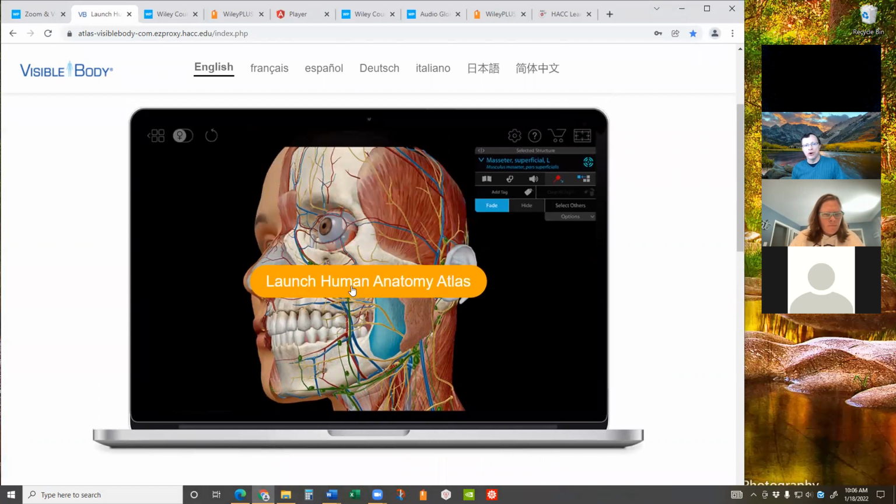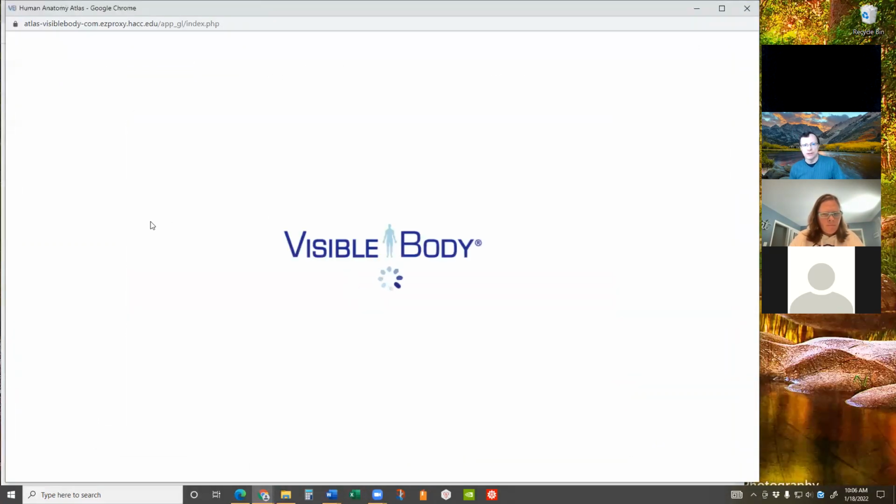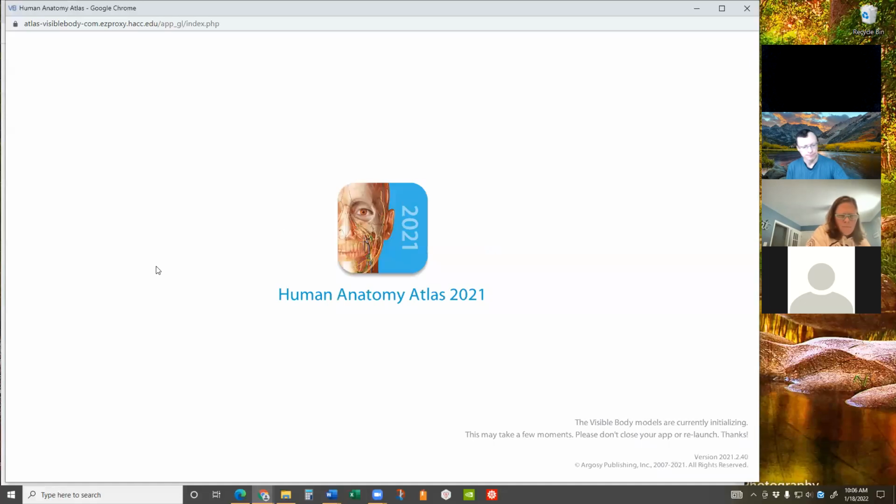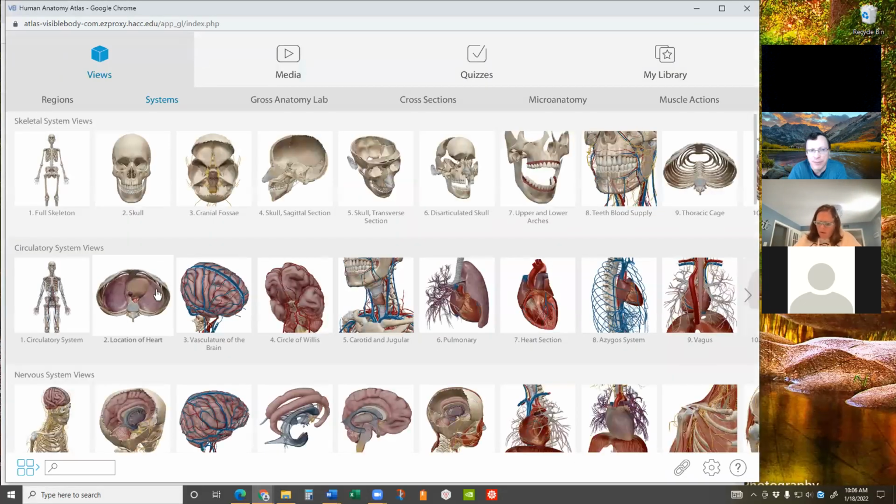So go ahead and launch Human Anatomy Atlas. It might take a few seconds to start up, because there's a lot of information that has to get passed back and forth. And depending on your internet access, it might go a little bit slow or a little bit fast, depending on how good your internet connection is.